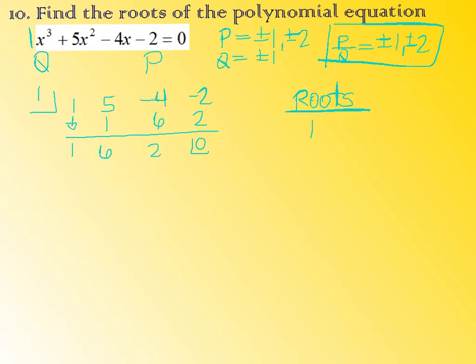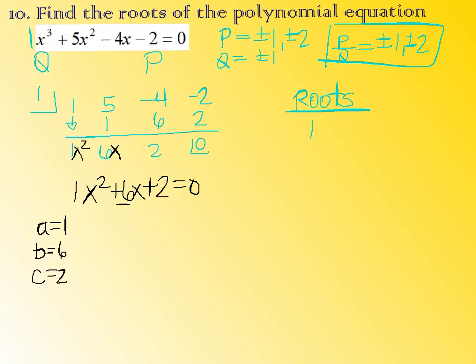At this point, I'm just going to put back in my x's. I started out with x cubed, so I'm just going to go to x squared, x and no x's. So I have x squared plus 6x plus 2 equals 0. Now to solve this, I can try to factor, or I could just use the quadratic formula. So my a is 1, because it's 1 right here. My b is 6, here's my b, and my c is 2.